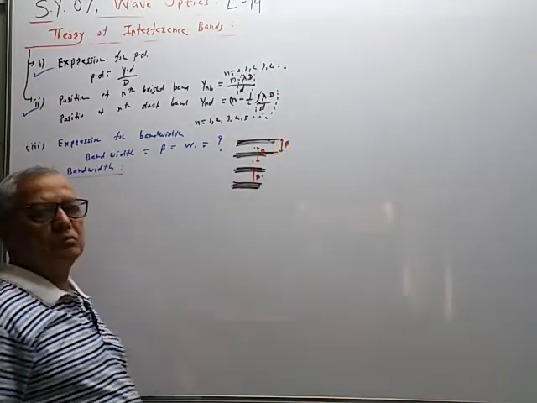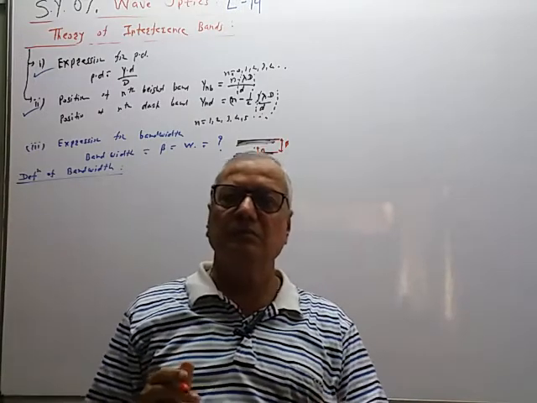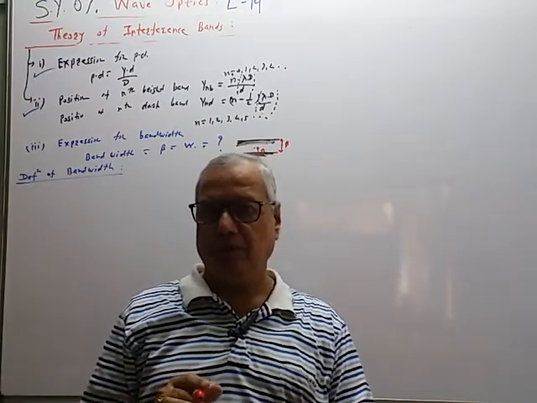So the definition of bandwidth beta is similar to the wavelength lambda.